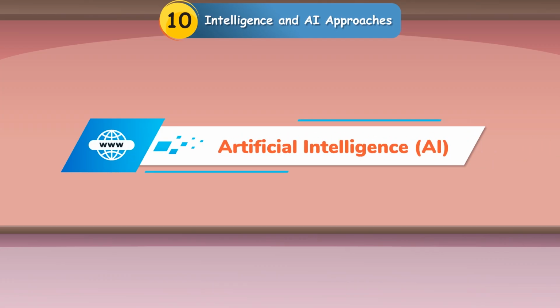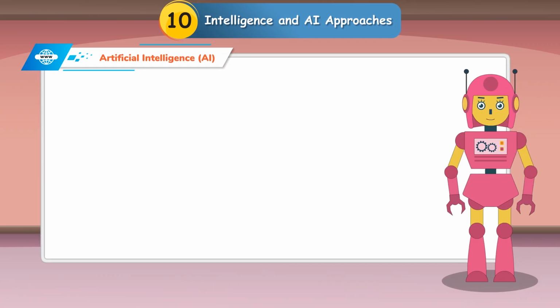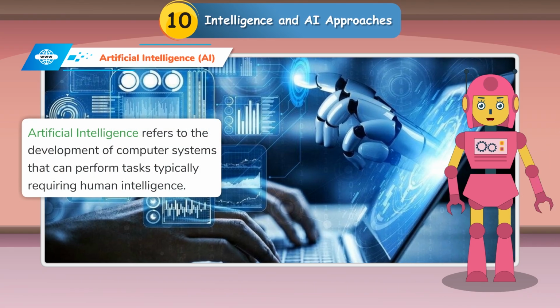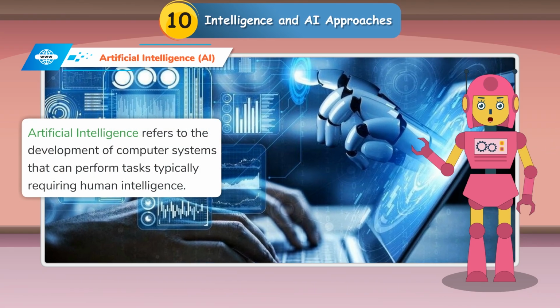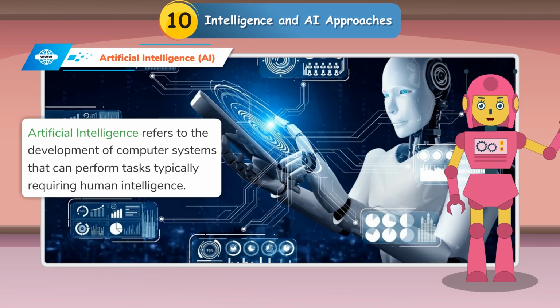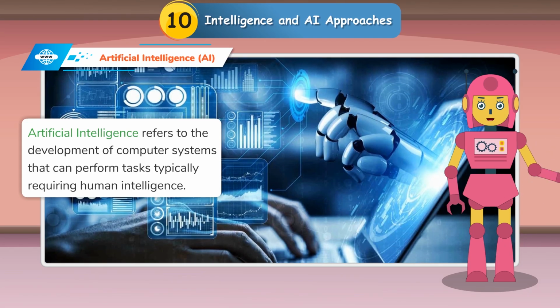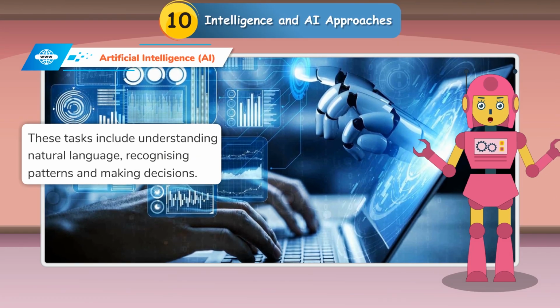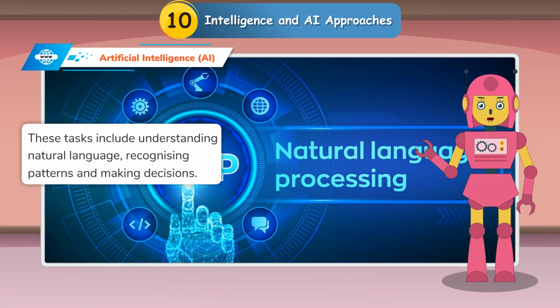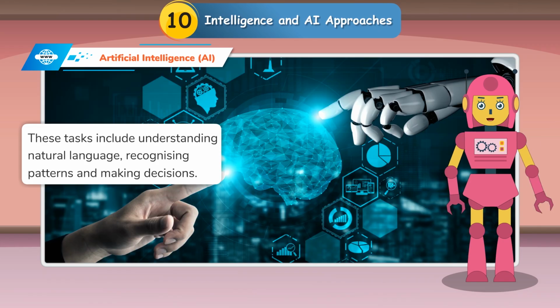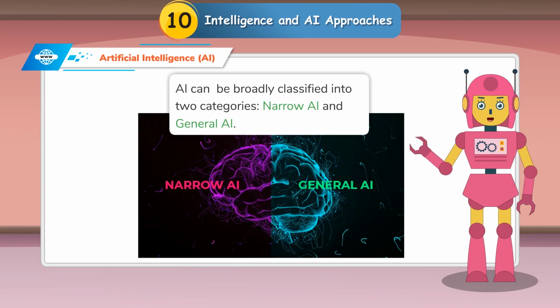Artificial intelligence (AI). Artificial intelligence refers to the development of computer systems that can perform tasks typically requiring human intelligence. These tasks include understanding natural language, recognizing patterns, and making decisions. AI can be broadly classified into two categories: narrow AI and general AI.